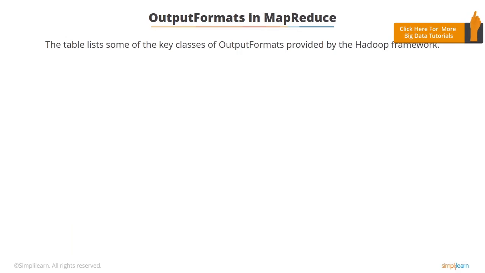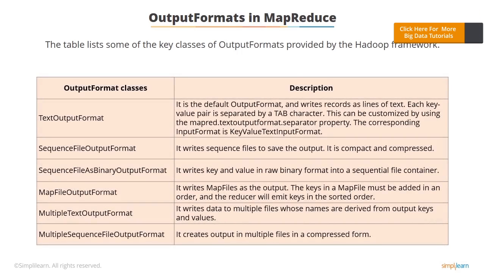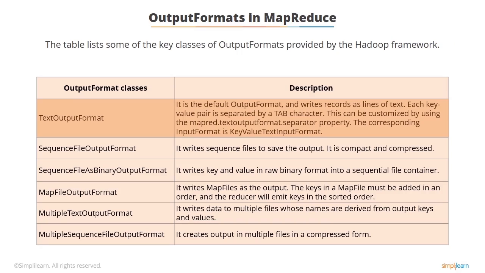Now that you have completed input formats in MapReduce, let us look into the classes for MapReduce output format. The first class is the default output format, TextOutputFormat. It records as lines of text. Each key-value pair is separated by a tab character. This can be customized using the MapReduce text output format separator property. The corresponding input format is KeyValueTextInputFormat.